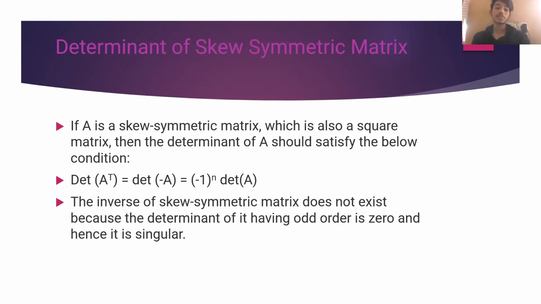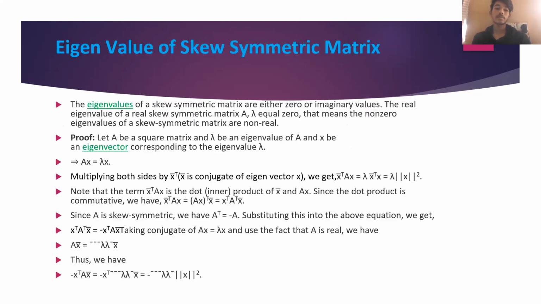The inverse of a skew-symmetric matrix does not exist because the determinant of it having odd order is 0 and hence it is singular. If A is a skew-symmetric matrix which is also a square matrix, then the determinant of A should satisfy the below condition. Det A transpose equals det of minus A equals minus 1 whole to the power of n det A. The inverse of a skew-symmetric matrix does not exist because the determinant of it having odd order is 0 and hence it is singular.